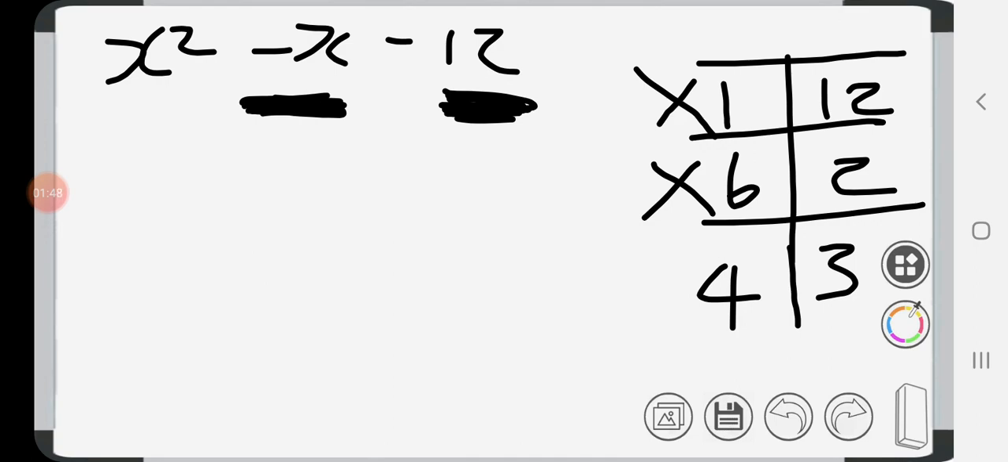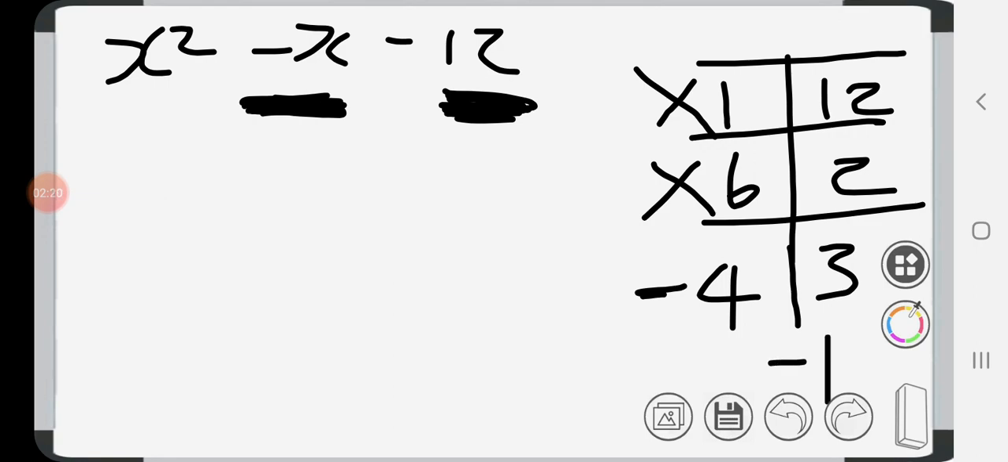Now, let's try it out. For you to be able to get minus 1, you know that the bigger of the two numbers must be negative, because if you have two numbers that you are adding together, the bigger one will determine the sign of the answer, right? So if 4 is negative and you add minus 4 to positive 3, then your answer will be negative 1.